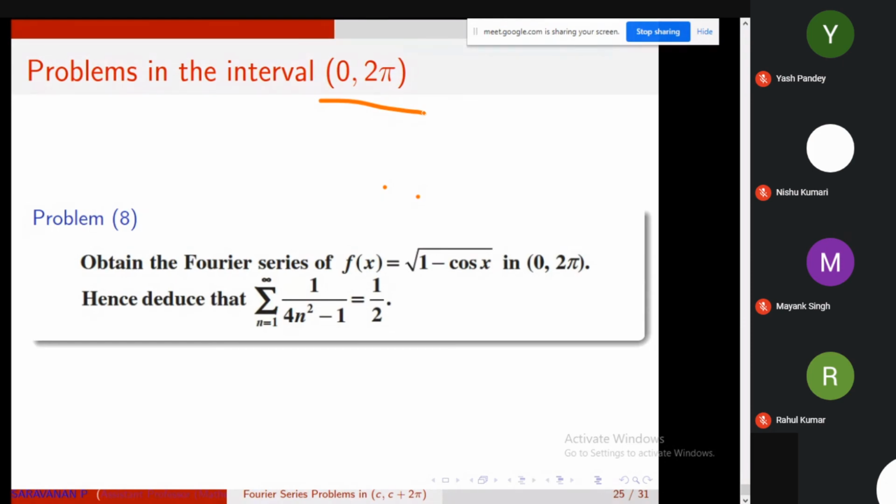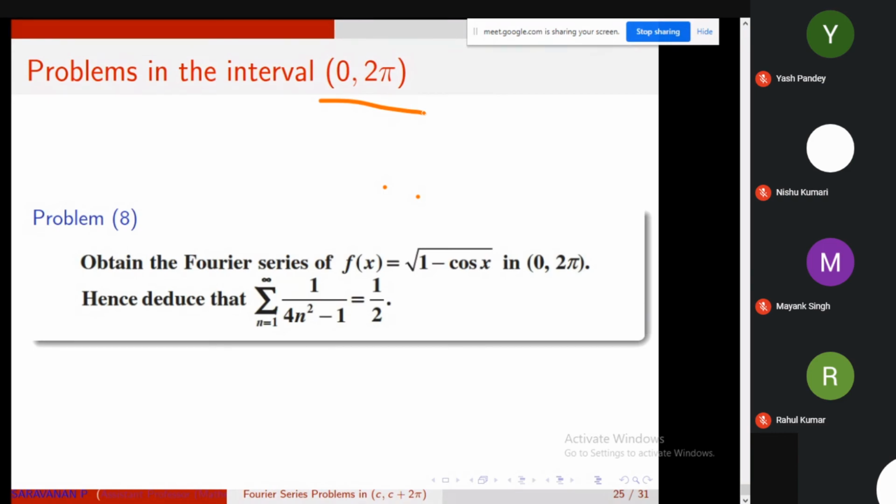Let me recall this. Your first type is 0 to 2 pi, the second type is minus pi to plus pi, the third type is minus pi to plus pi and f of x is even, and the fourth type is minus pi to plus pi and f of x is odd. This is what we are going to do. We'll start the minus pi to plus pi case in the next class.